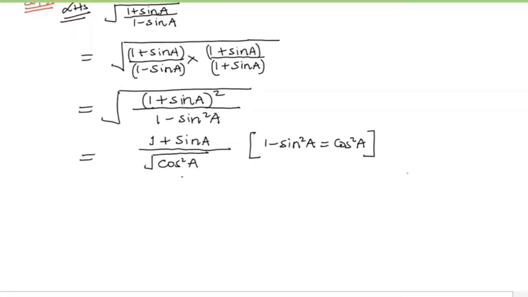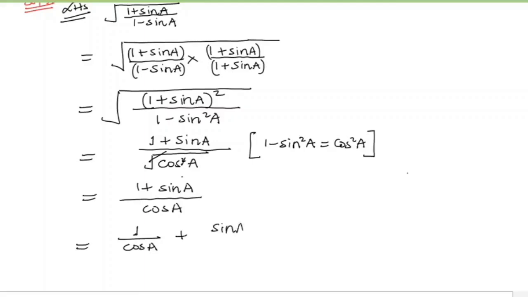So next what we can write, square and root cancel, so we'll get (1 plus sin A) by cos A. So what we can write, 1 by cos A plus sin A by cos A. We'll just separate the denominator. So if you remember, the formula of 1 by cos A is sec A plus sin A by cos A is tan A, which is equal to the right hand side.